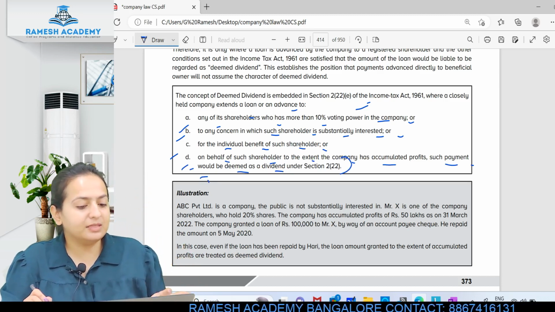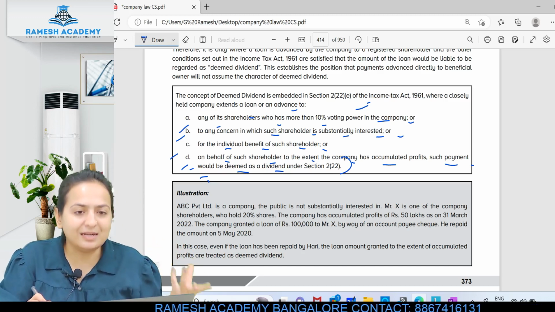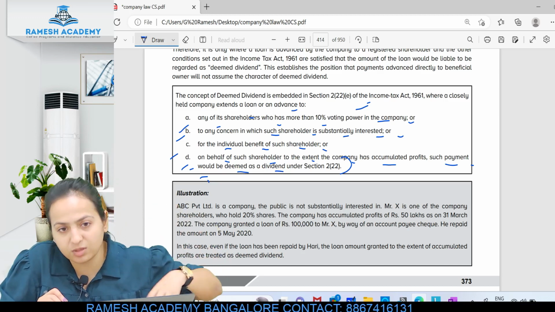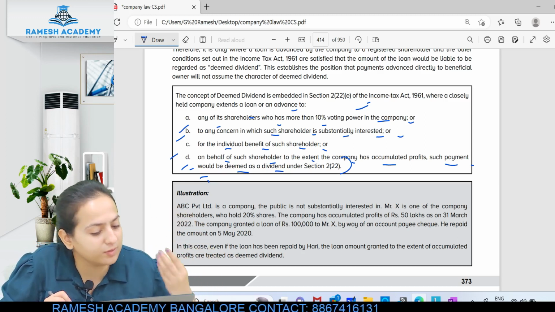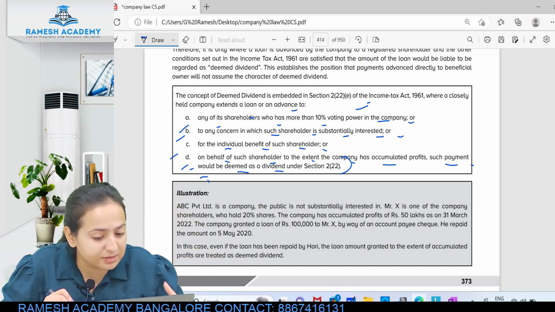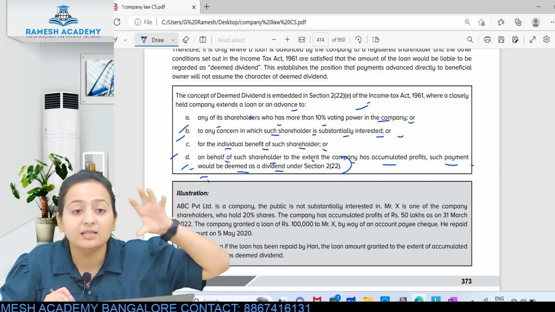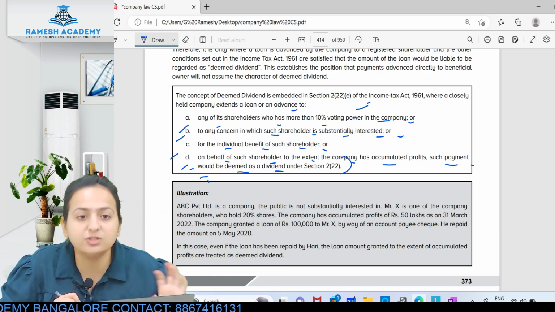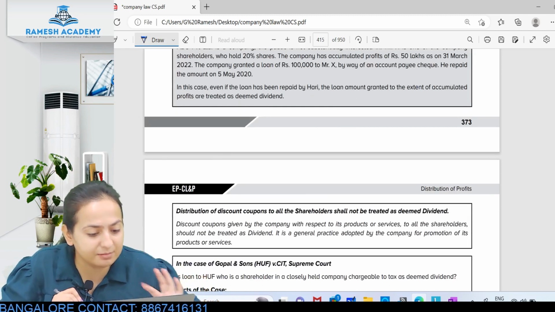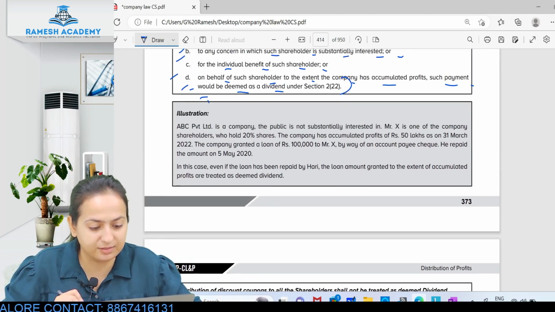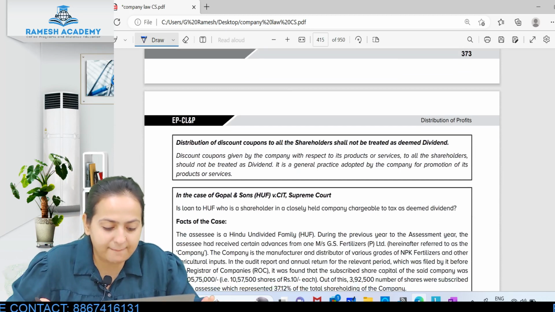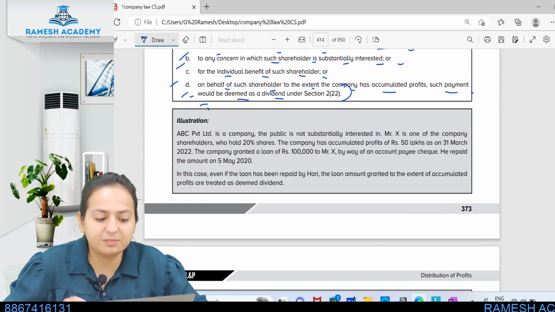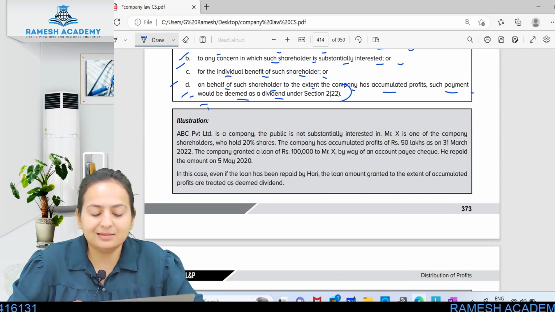For example, there is a closely held company, and it has given a loan or advance to any shareholder having 10% or more of the voting power, or to any person in which this shareholder is substantially interested, or for the individual benefit of the shareholder. This is known as a deemed dividend. Okay. So, for example, there is a case, illustration: ABC Private Limited is a company.